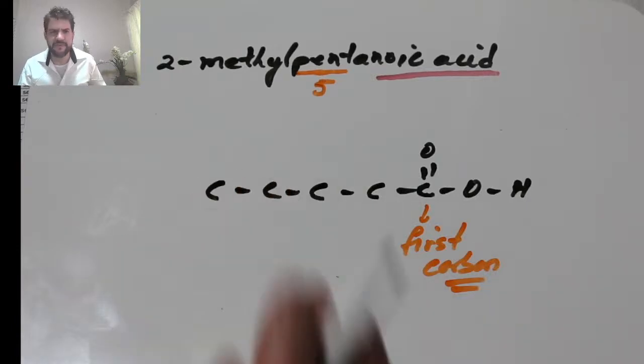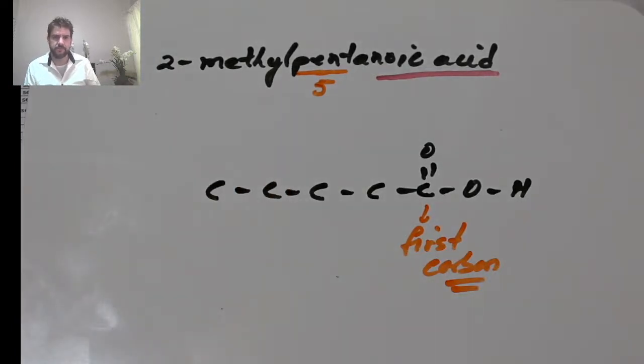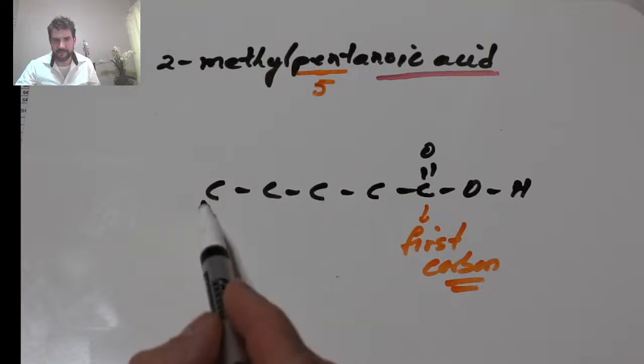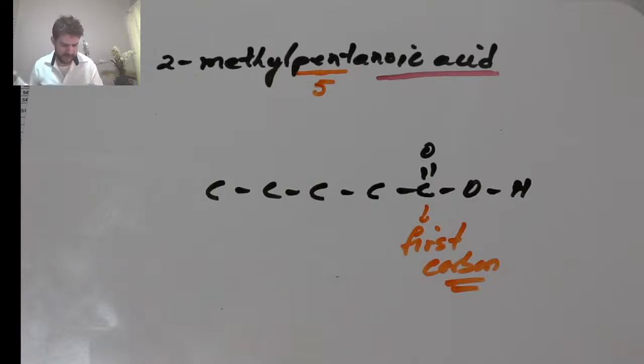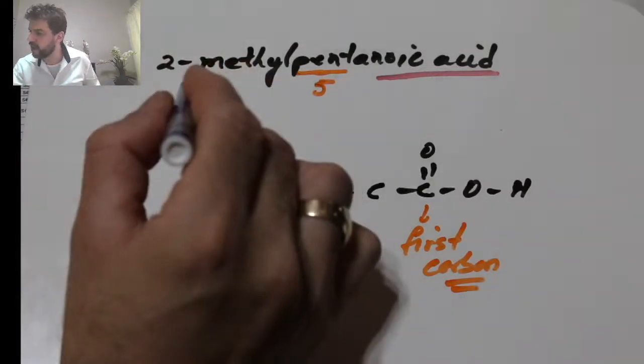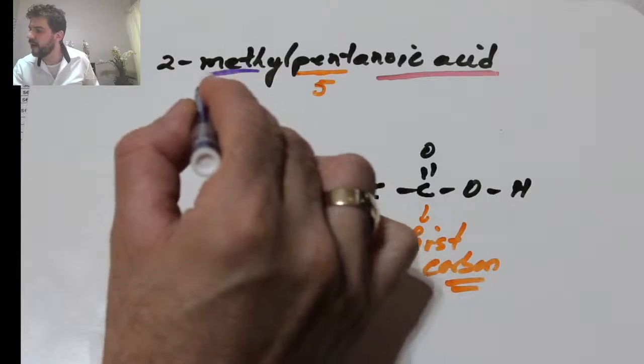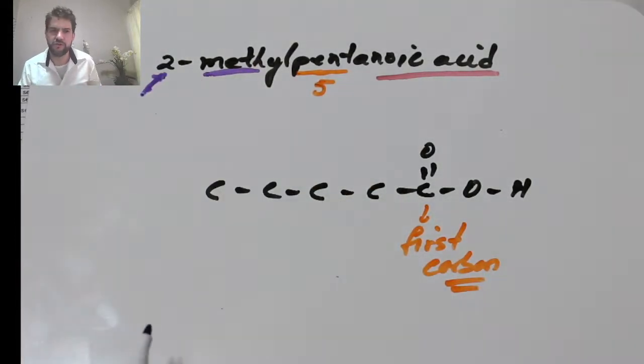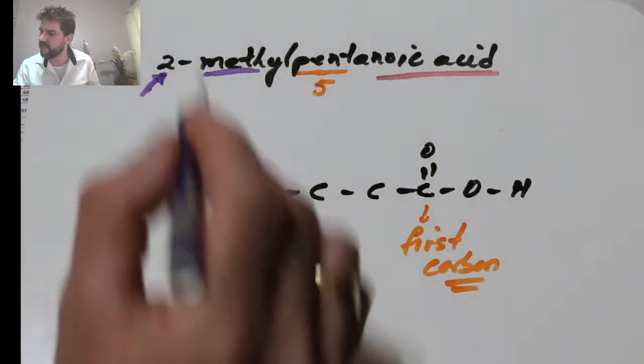I'm going to start from the left. It's entirely up to you. For the carboxylic acid, it could actually be easier to start from the left. So remember that it's carbon 1, 2, 3, 4, and 5. Now we are going to go to the substituent. Where are the substituents? We have a methyl, and that methyl is in carbon 2. All right, so in carbon 2, we have a methyl.